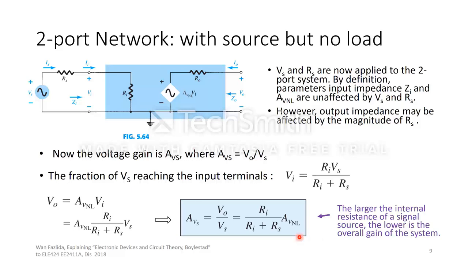So now, the larger the internal resistance of a signal source, the lower the overall gain of the system, because once you make this bigger, you make this factor R in over R in plus RS smaller. So when input source resistance is considered, you will expect that the gain will be reduced.